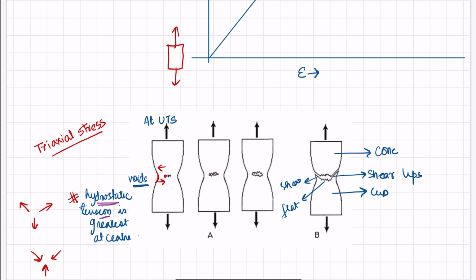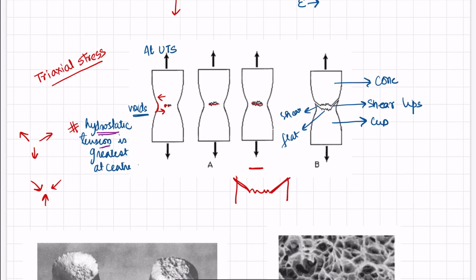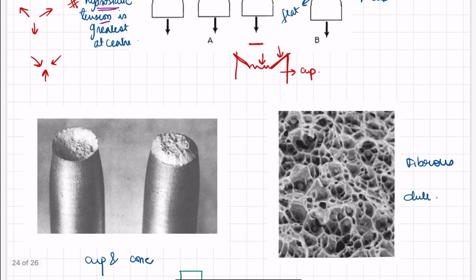So these voids are formed, and these voids then coalesce together to form a crack, and then the crack starts propagating. It first undergoes a flat fracture and finally undergoes shear at the periphery. So this particular part which has shear lips, this is the flat part, this is the shear lips. So the part which has the shear lip with it is called the cup, while the other part is called the cone. If you want to see the images, this part will be called the cone and this part will be called the cup.